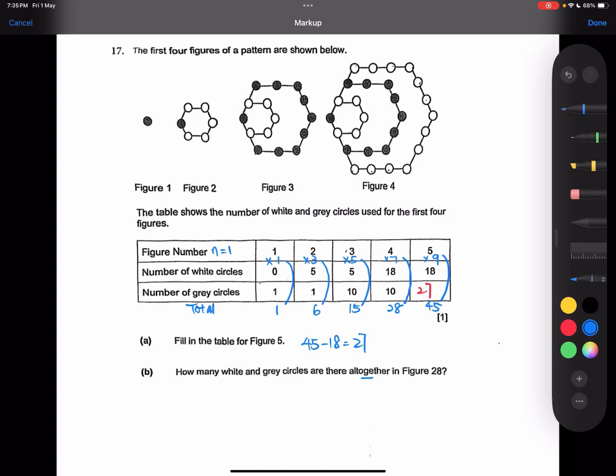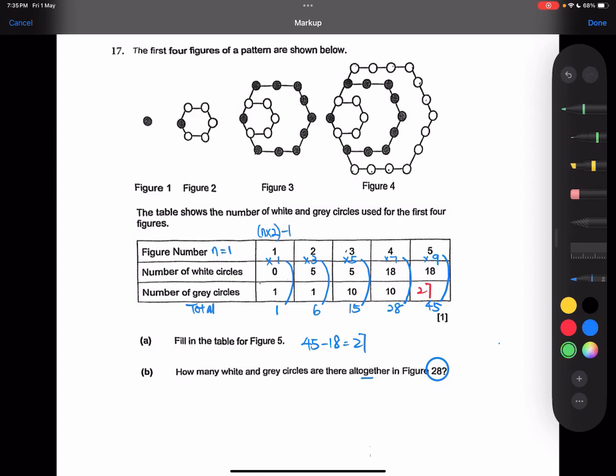Now, given that we have to look for figure 28, we cannot be doing a manual multiplication this way. We need to find an equation that works for us. Instead of times 1, times 3, times 5, times 7, where we multiply by an additional 2 each time, there's another way we can do it, which is taking n, the figure number, times 2, minus 1.